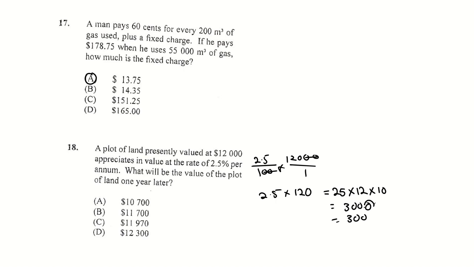Then after that, we are going to find out. So the 2.5% is 300, so it increases by 300. So 12,000 plus 300 is D. If it depreciated, then you would have to subtract, okay?